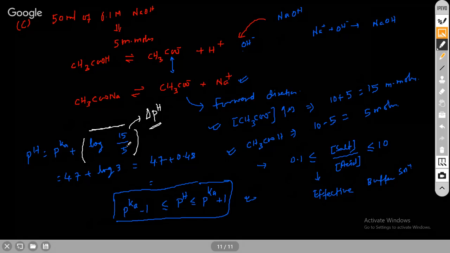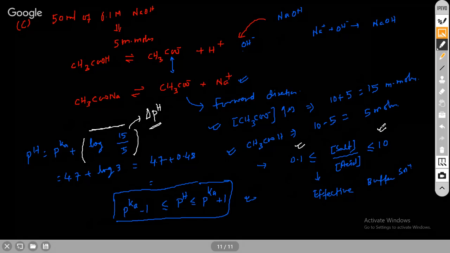Effective buffer solution means what, Niranjan? We must have a ratio of the concentrations of salt and acid for a solution to behave as a buffer solution. All other solutions are not buffer solutions. For that, we should have a definite range of salt and acid concentration, right? So for an effective buffer solution, the salt by acid ratio is found to be in this range. Minimum is 0.1 and maximum is 10.